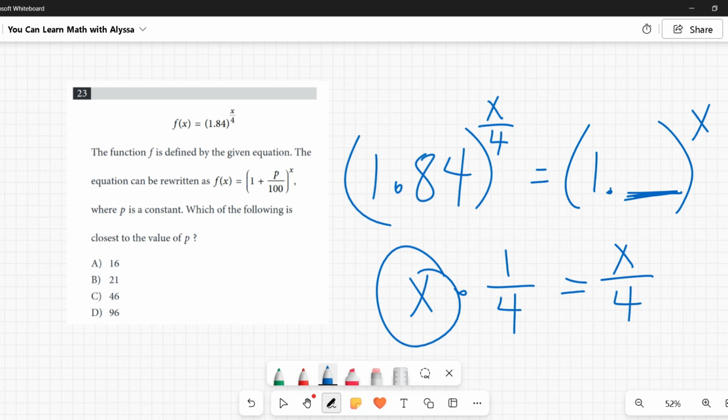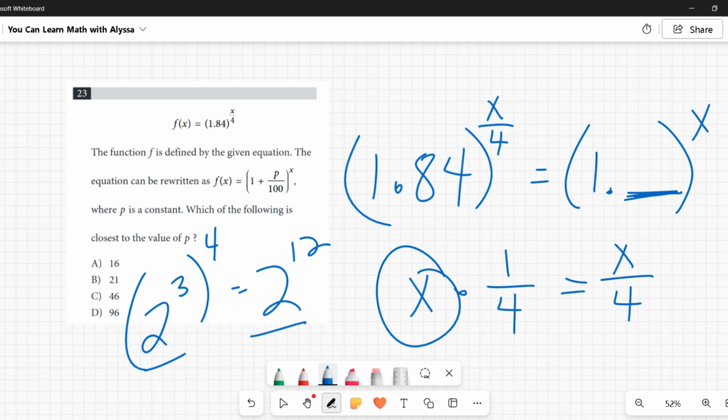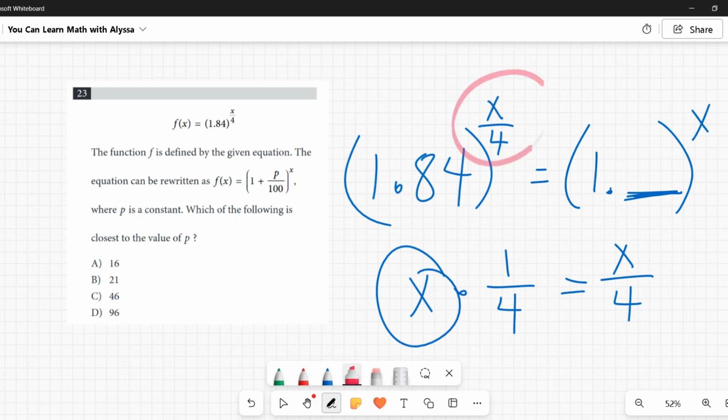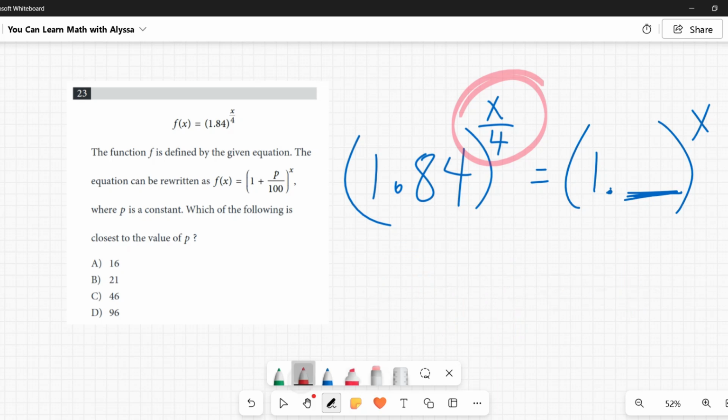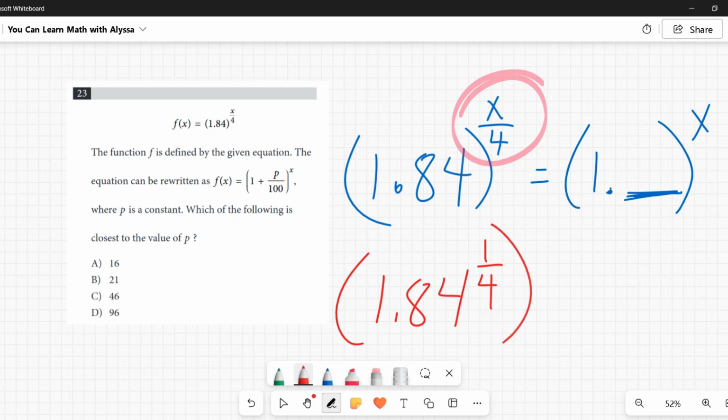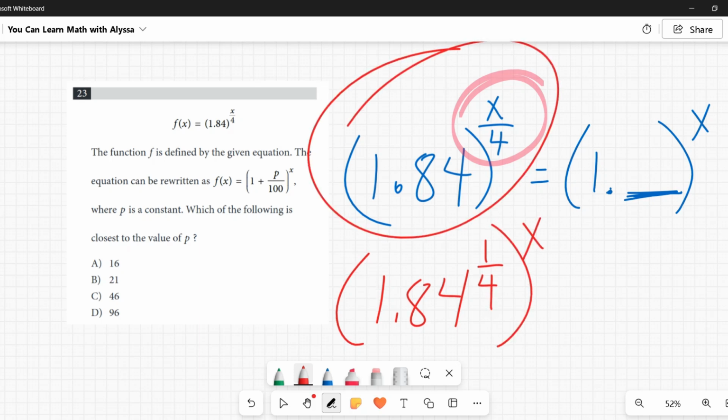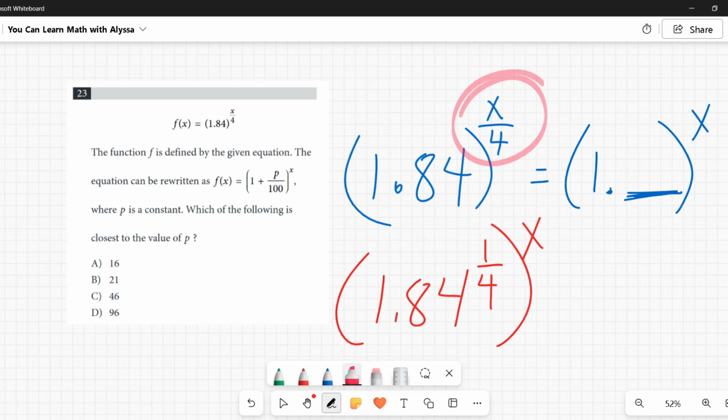Just like here when I said 2 to the power of 3 to the power of 4 is the same as 2 to the power of 12, the base stays the same. We can just bust up the exponents. That's what we're going to do here. We're going to break up this exponent into to the power of 1/4 to the power of x. Then when we go backwards, we can multiply together. So 1.84 to the power of 1/4 to the power of x is the same as that. Because if I multiply these together, power to a power, I would get 1/4 x, which is the same as x divided by 4, x over 4. Same thing. They're all identical.